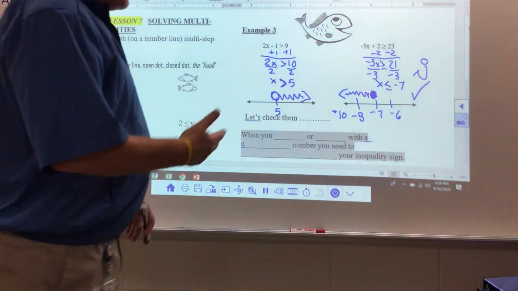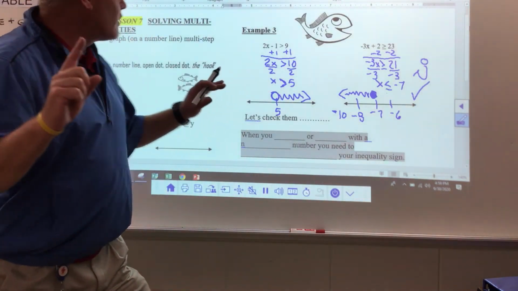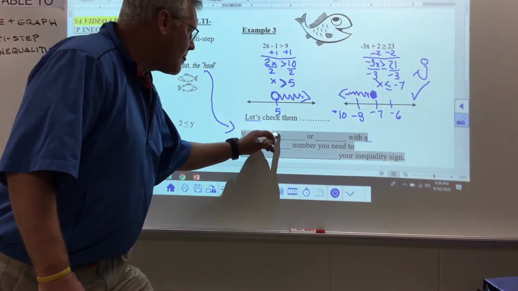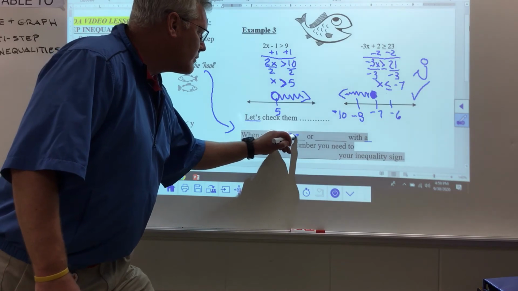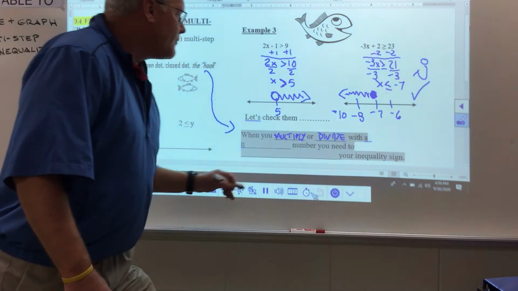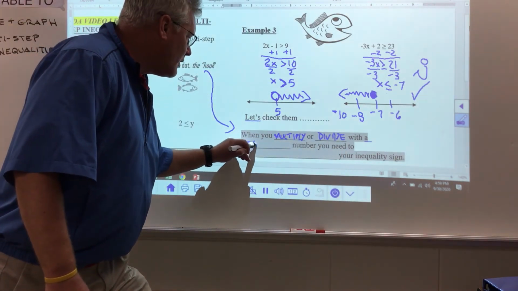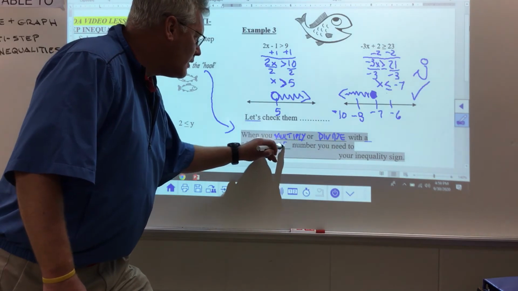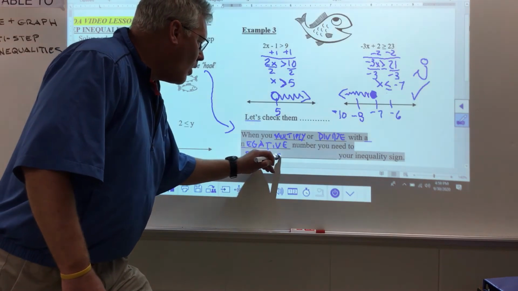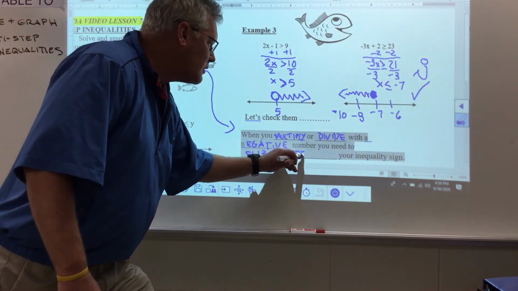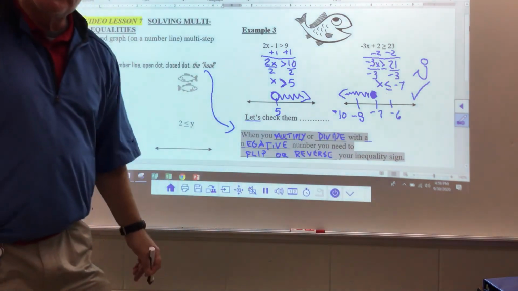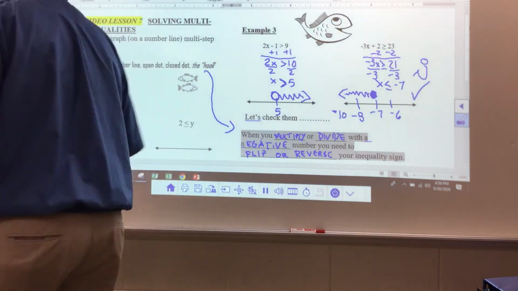That's checking out now. So again, here's what you need to know. Here's the hook right back over here. There it is. When you multiply or divide with a negative number, you need to flip or reverse your inequality sign. Last example right here, guys, a couple more.